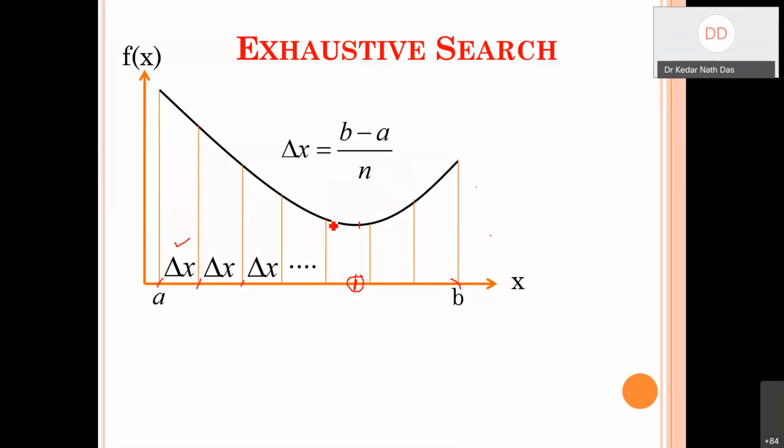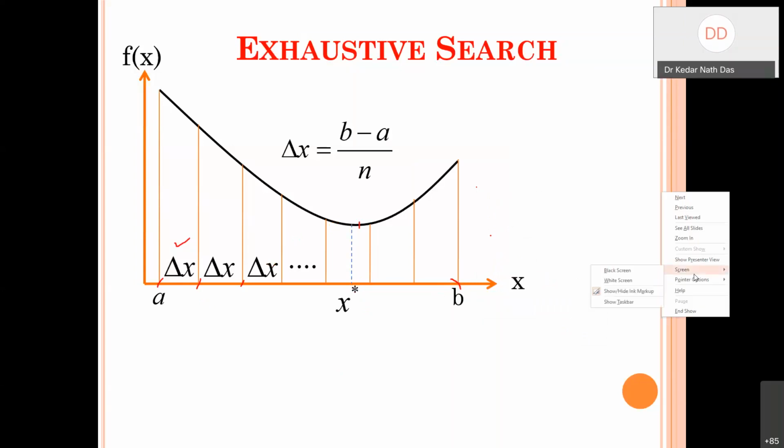Delta x can be found by dividing the entire interval b minus a by n. That means if you are interested in having n different parts of the entire search space, you have to divide that entire search space by n to get the delta x part. So this is the technique. And x star, you can see there is a star here. The star represents the optimum solution, x star.